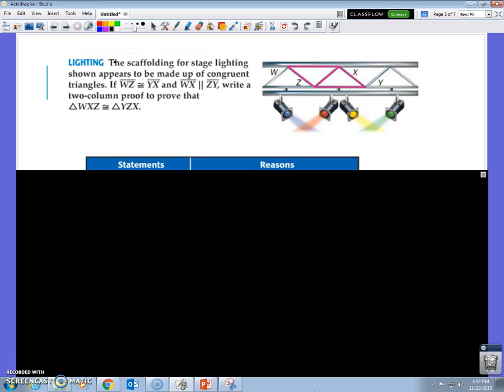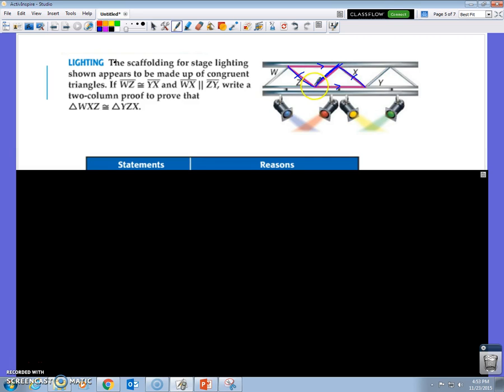So the issue with this problem is that it gives us that WZ is congruent to XY. It doesn't say they're parallel, it just says they're congruent. And it says WX and ZY, or YZ, are parallel as well. It says write a two-column proof to prove that triangle WXZ is congruent to triangle YZX. Now, the problem I have with this proof is this. I have a side that I know is congruent to a side, and I have another side here that I know must be congruent to the other side.